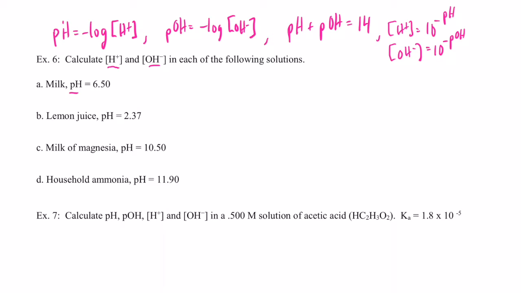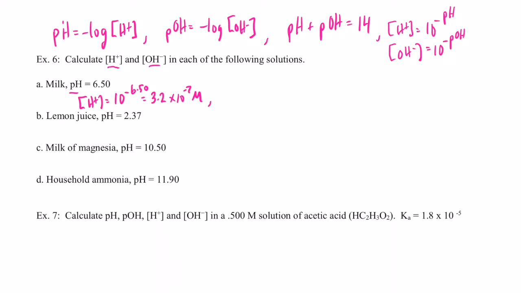So, if milk has a pH of 6.5, let's find the hydrogen ion concentration. So we're going to go 10 to the negative 6.50. So we're going to use our calculator. We'll plug in 10, then we'll hit our caret key, and then the negative button, 6.50. And we end up with 3.2 times 10 to the negative 7th moles per liter.